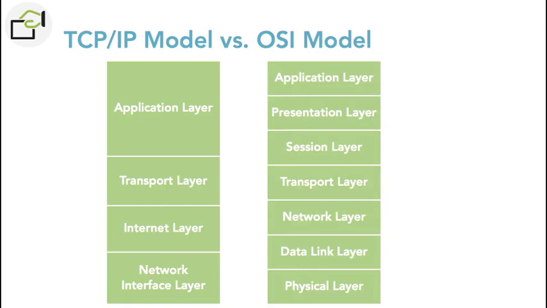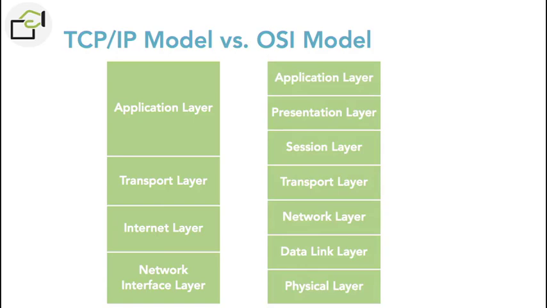The second layer of the TCP/IP model is the transport layer. This is the same name as the transport layer in the OSI model. However, significantly in the TCP/IP model, the transport layer does the function of the transport layer in the OSI model, as well as some of the functions of the session layer.